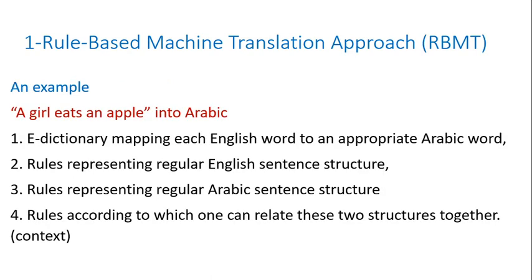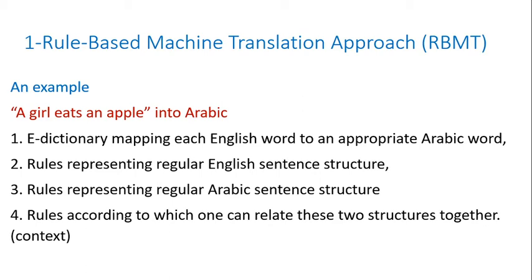An example is presented here. The example is "a girl eats an apple," and we will see in the next slide that it is translated into Arabic. So number one is an e-dictionary, which maps each English word to an appropriate Arabic word. The word map means match, which creates a relation or matching of each original word: A is linked to a word in Arabic, girl is linked to a word in Arabic, and so on.